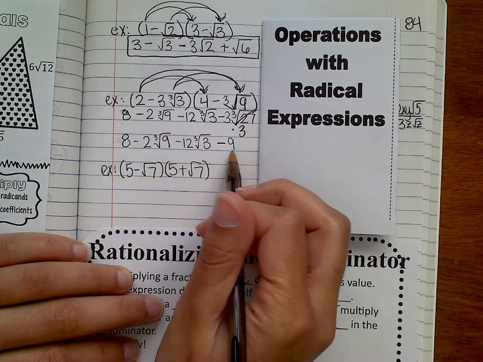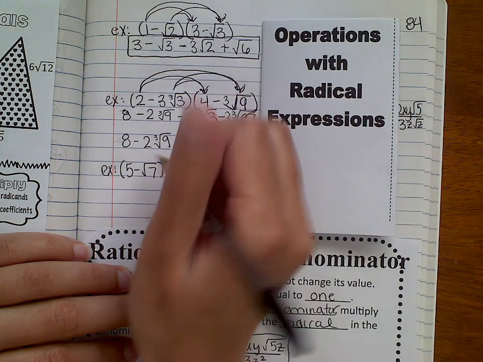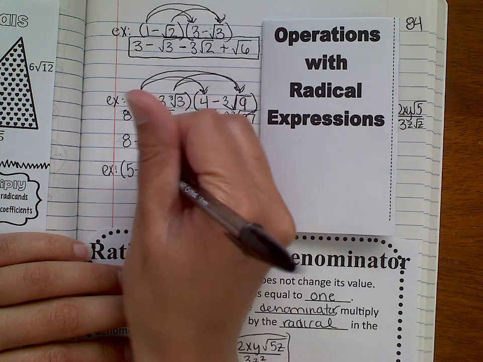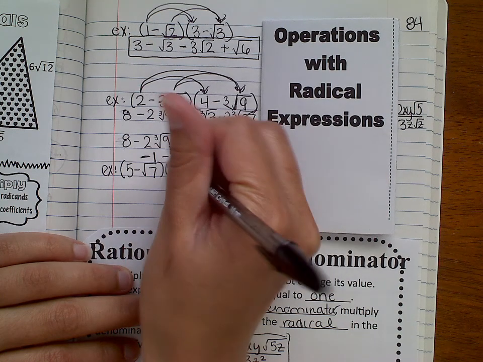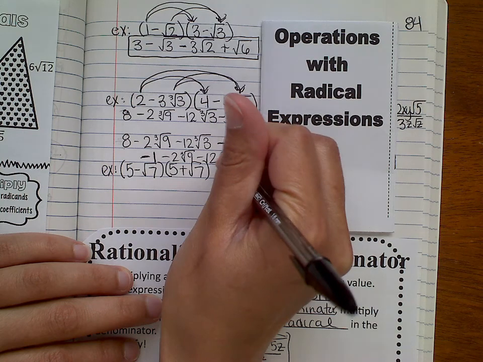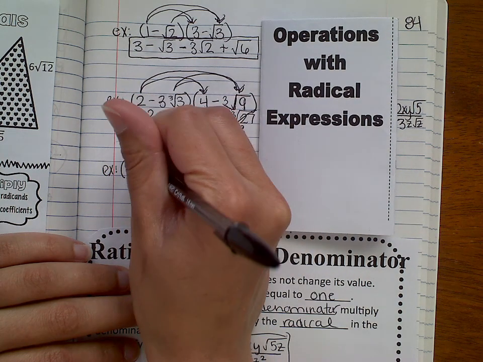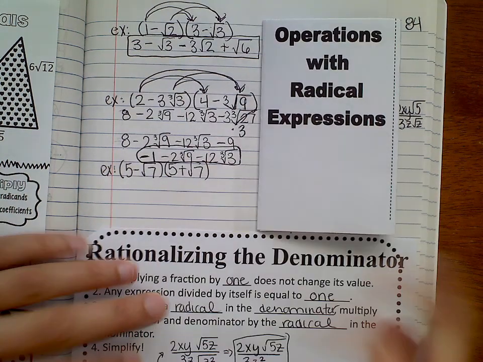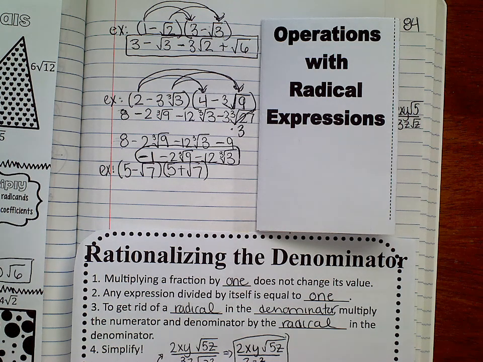And then I can actually combine these, the 8 and the negative 9, because they don't have any roots on them. So that's negative 1, and then minus 2 cube root 9 minus 12 cube root 3 will be my final answer. So again, I know it's uncomfortable to leave multiple numbers there, but you just can't smash any of the other ones up.